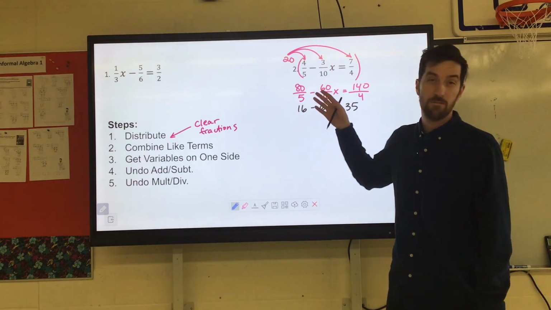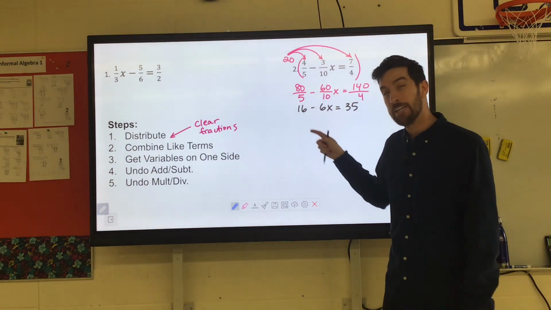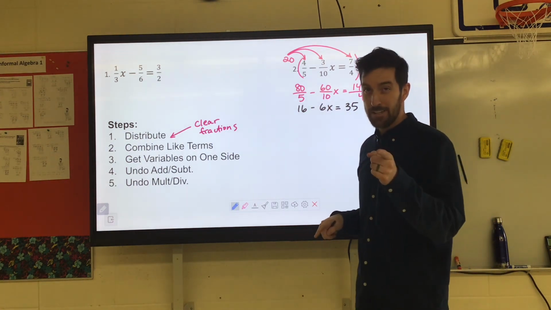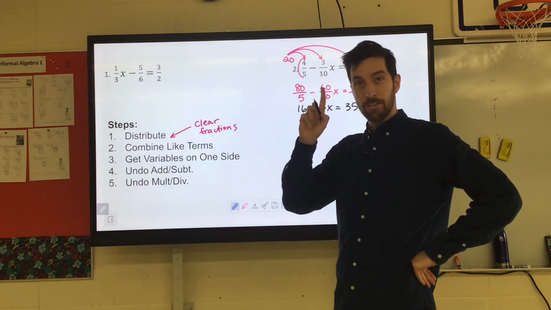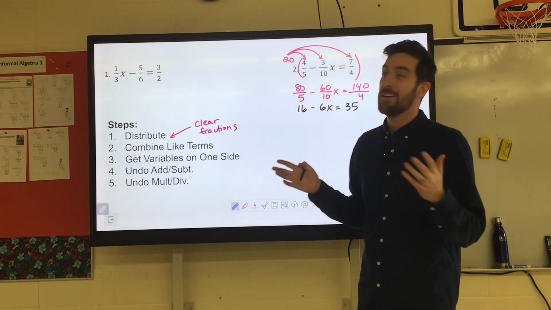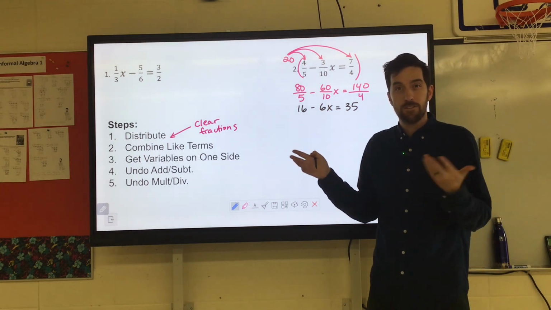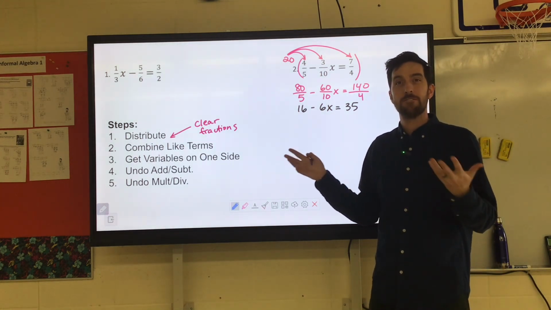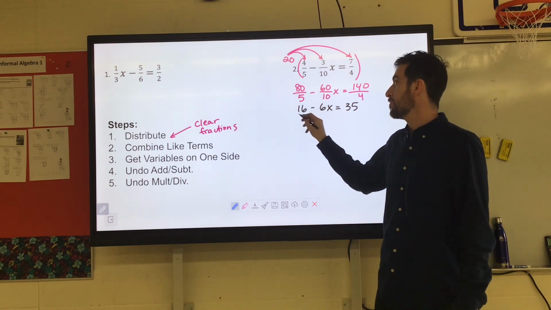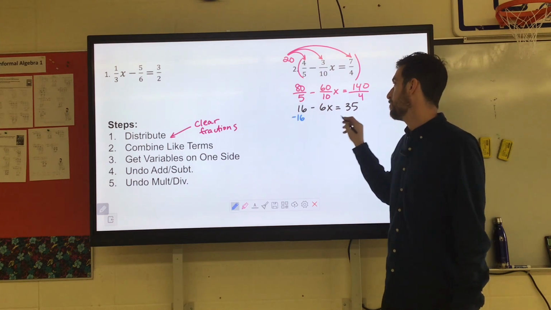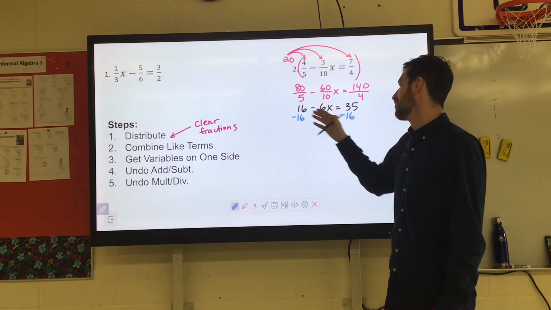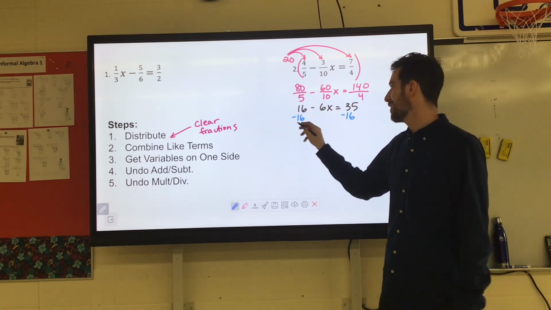So here we have to get rid of 16. Now I see the minus after. I've seen a lot of kids, they're like, oh, let's add it because there's subtraction. But the 16 is positive. If I add another 16 to it, it's going to be 32. We're trying to zero it out. So we're going to subtract 16 from both sides. The minus goes with the 6x.